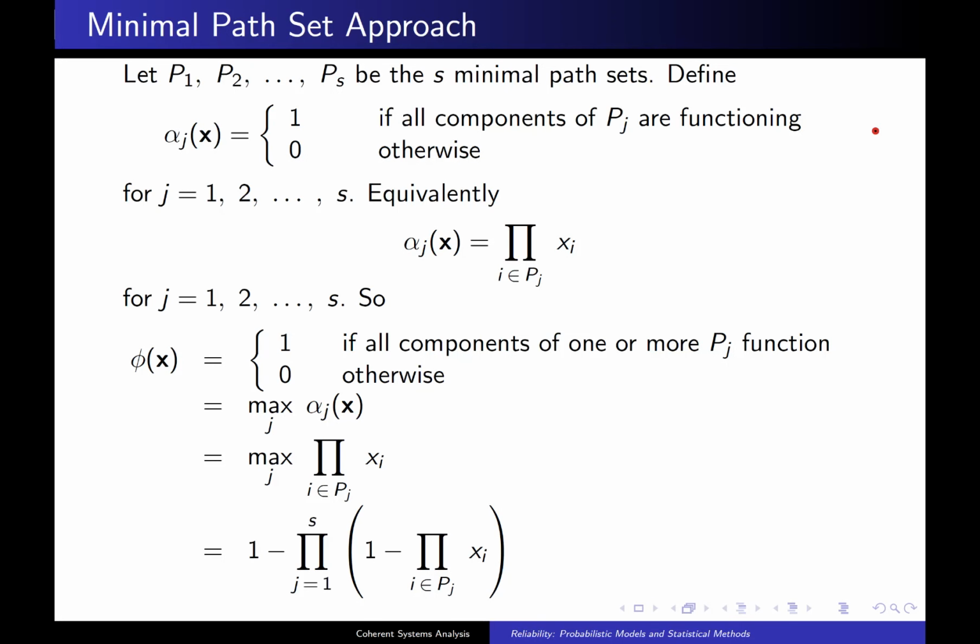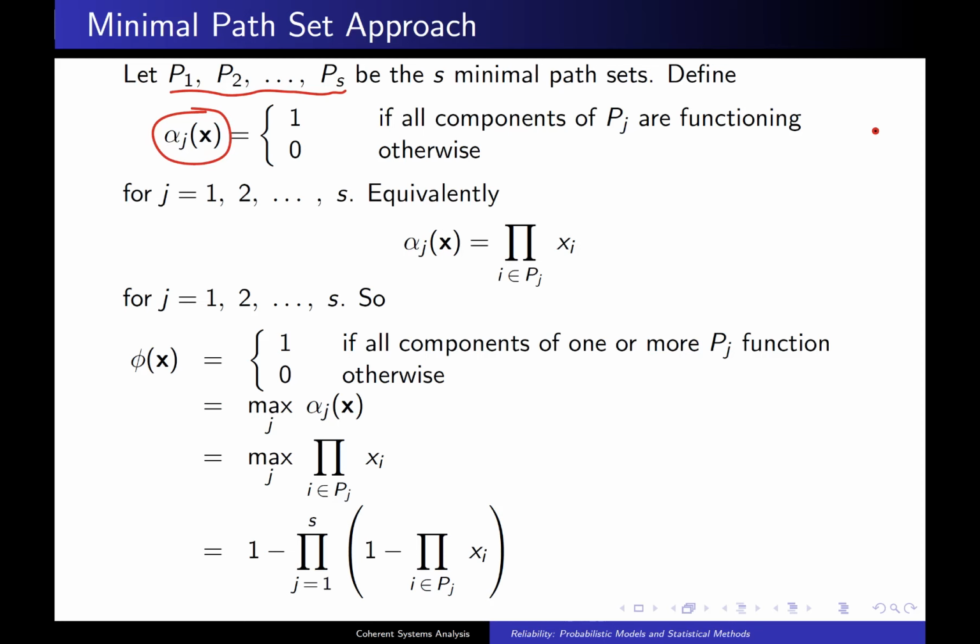At this point, we're going to see if we can use the minimal path sets to write any coherent system of n components as the parallel arrangement of series subsystems. To do this, we're going to begin by letting P1, P2 through PS be the S minimal path sets for the coherent system. Even though it's not clear right away why we're defining alpha j of x in this fashion, here will be its definition.